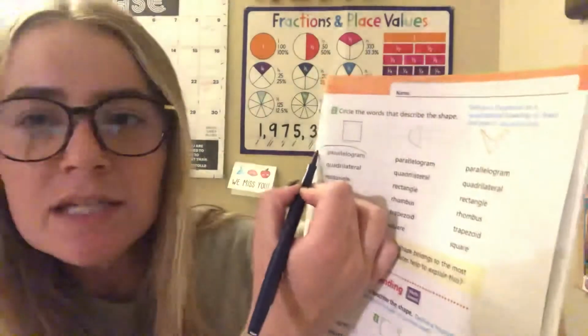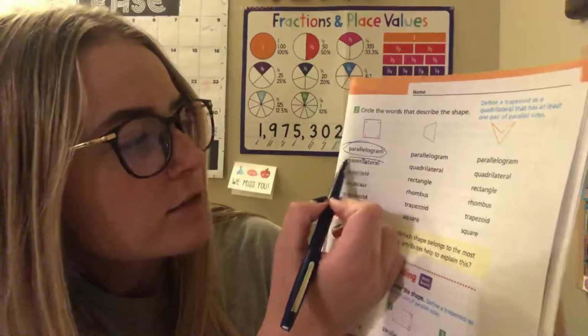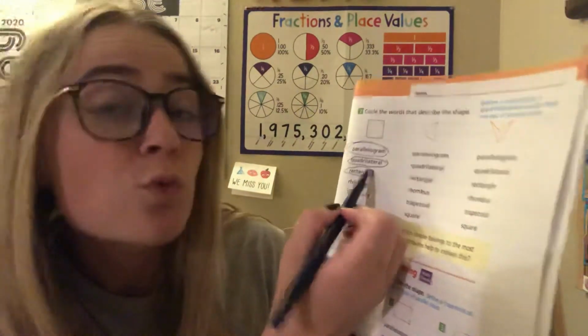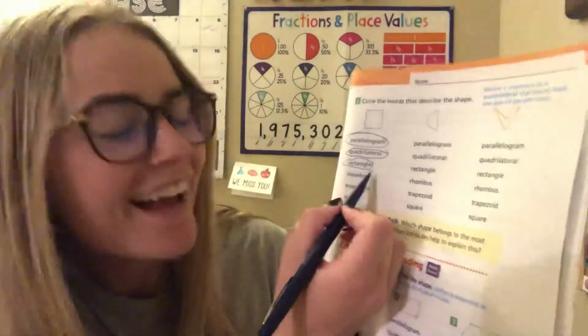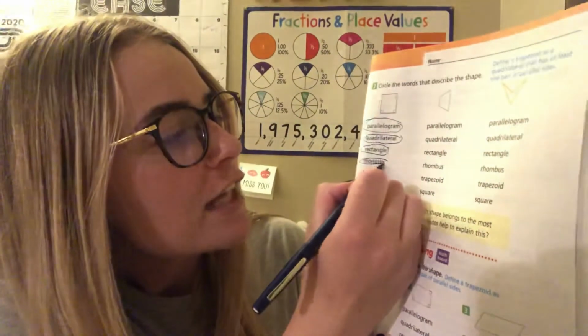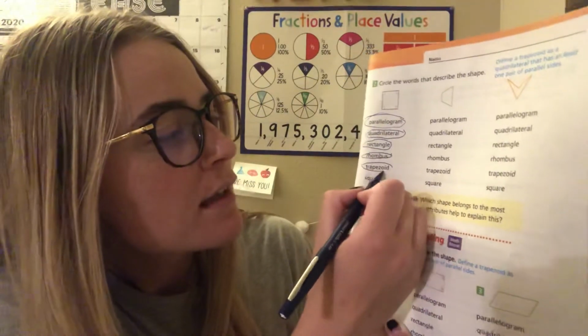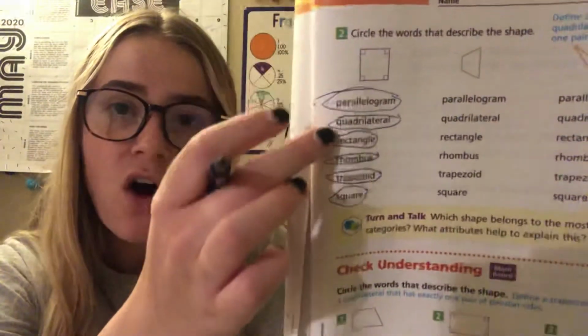parallelogram, yes, because we have 2 sets of parallel lines. Quadrilateral, yes, because it has 4 sides and 4 angles. Rectangle, yes, because it has 4 right angles. Rhombus, yes. I wasn't sure if all the sides were the same length, but I think it does. And a trapezoid, yeah, it could be a trapezoid. And a square.